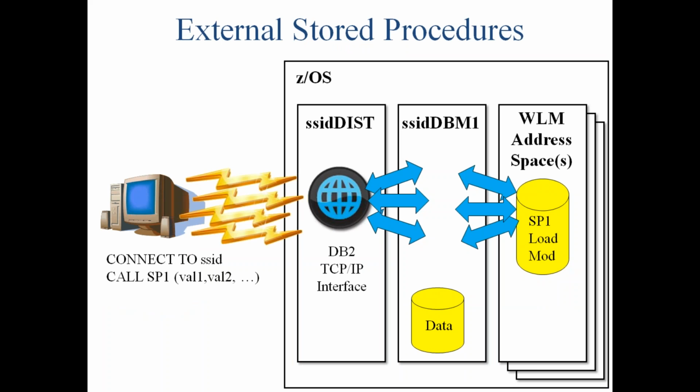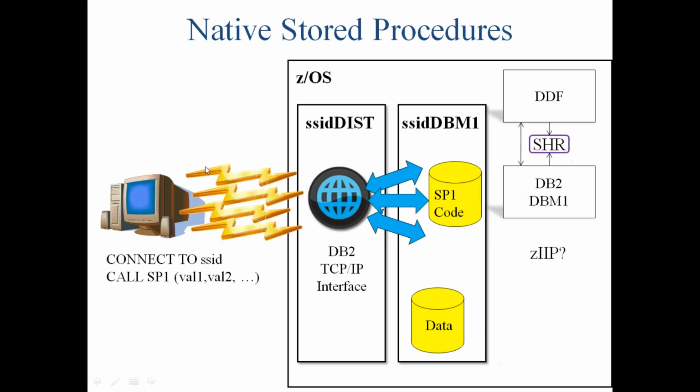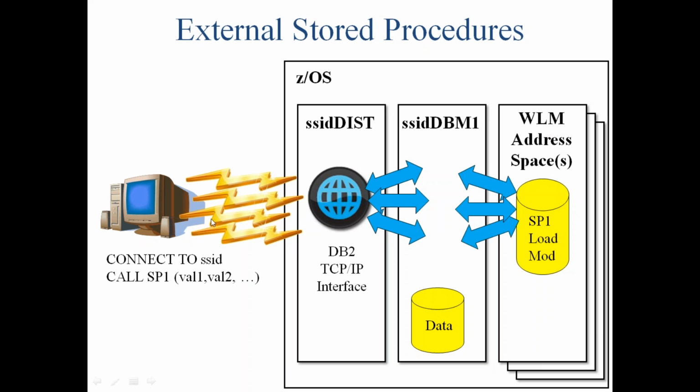Now, remember we have the external stored procedures that work in the workload manager address space. If we're doing that, we connect, we go to DB2 database services, and it asks workload manager to load in the stored procedure. On the call, it's loaded from the load library, and then the workload manager address space is dispatched for every SQL statement you need, and then we go back to database services and finally through the distributed to DB2.